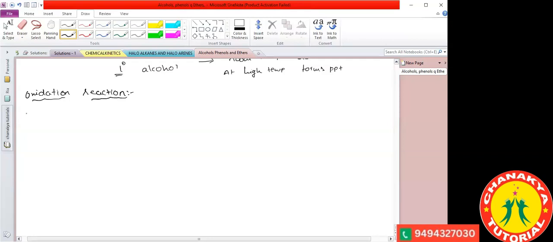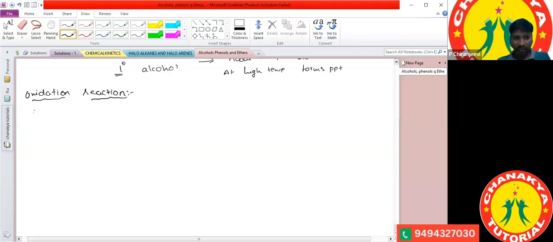Addition of oxygen, and second, removal of hydrogen. These two concepts, do you remember now? Addition of oxygen is called an oxidation reaction, and removal of hydrogen also we can call an oxidation reaction. Based on that, let us see more.